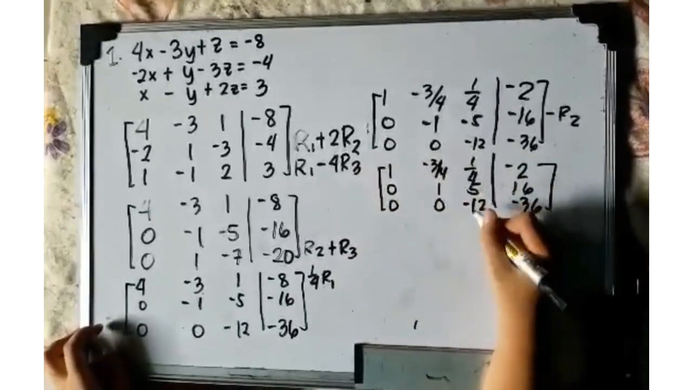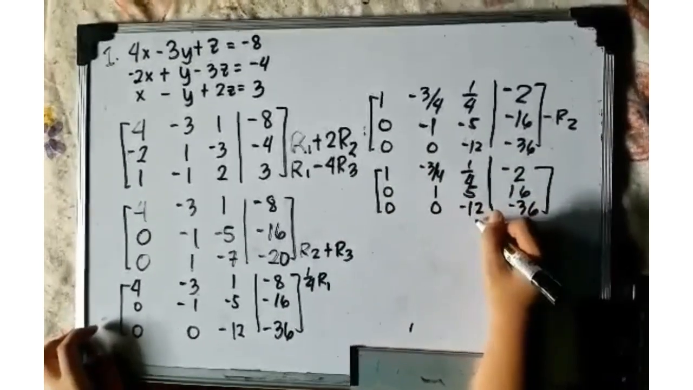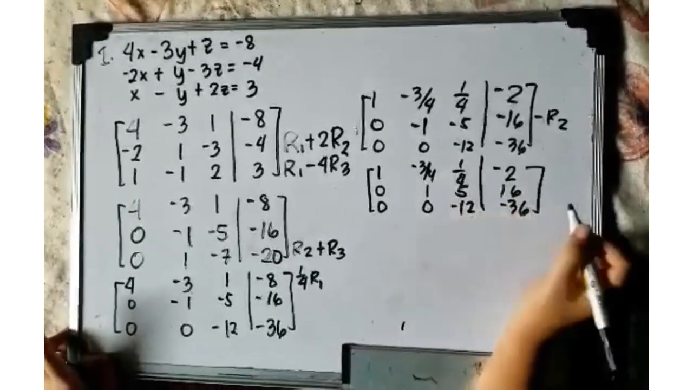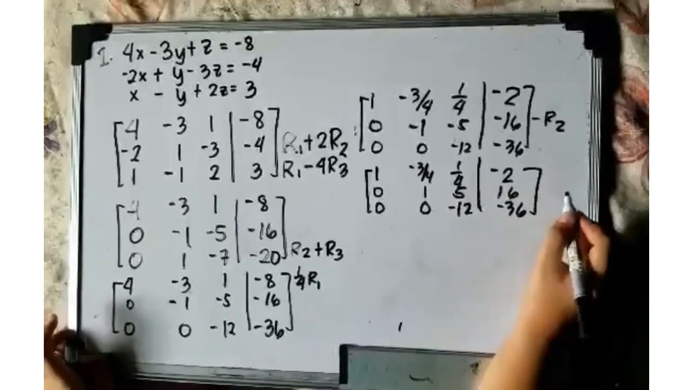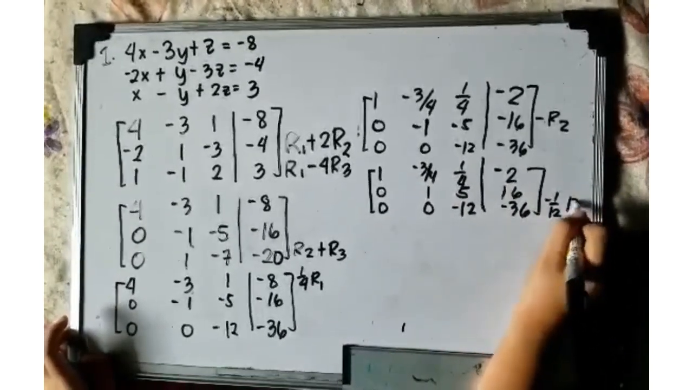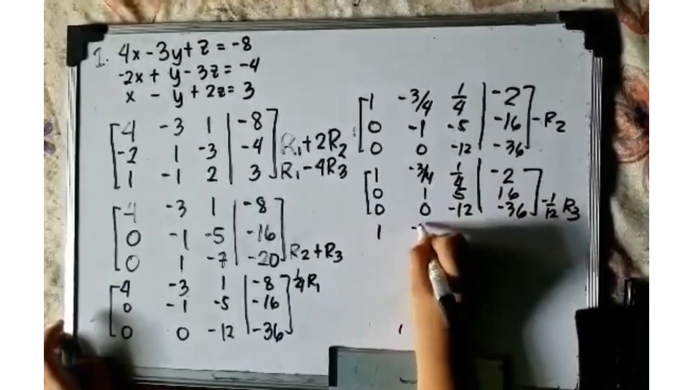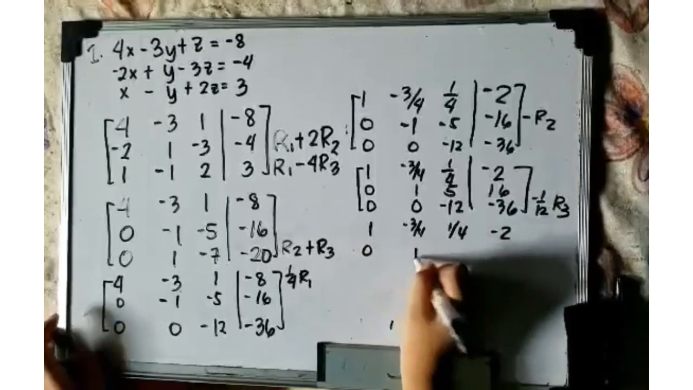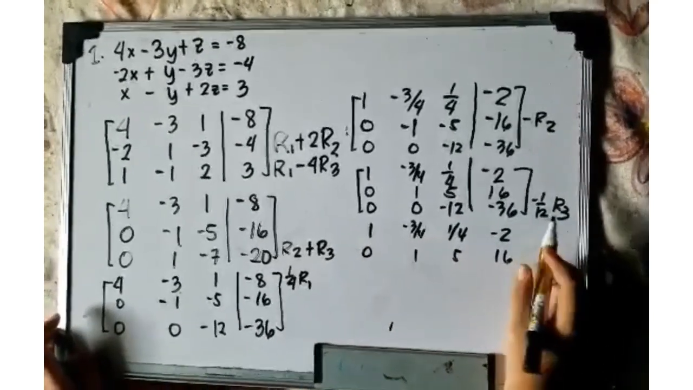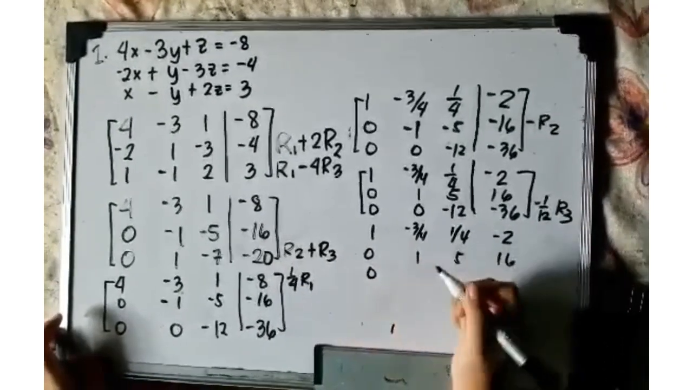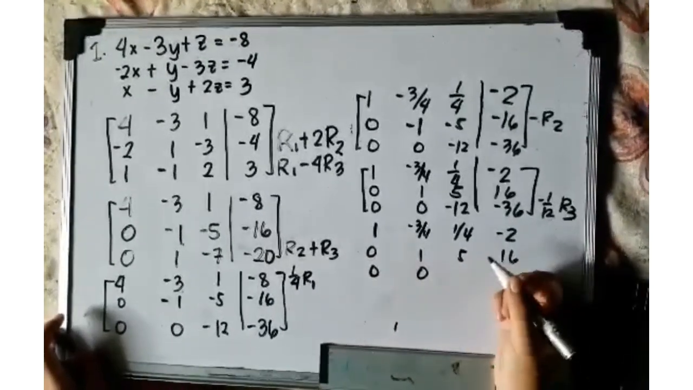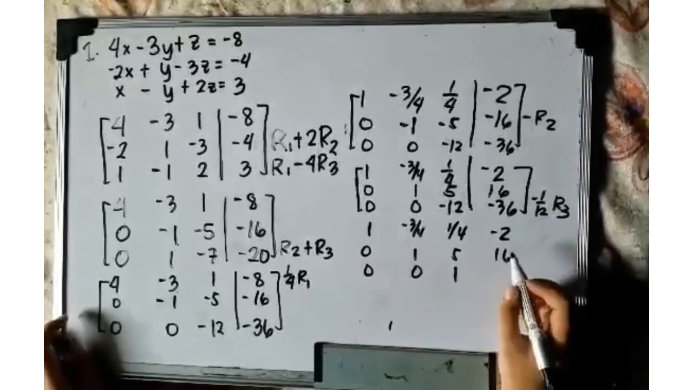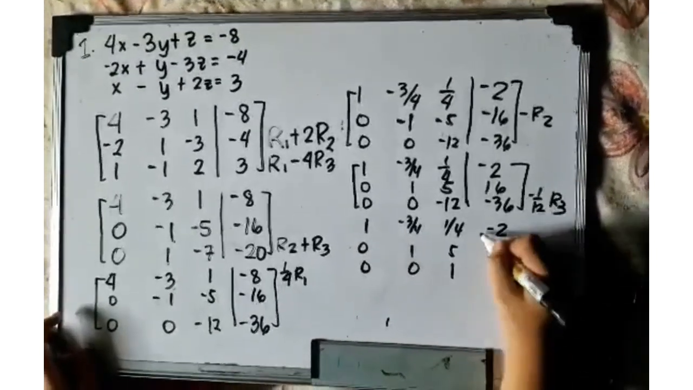So, in order to make this negative 12 become 1, we have to multiply by negative 1 over 12 times row 3. So, copy the first and second. So, negative 1 over 12 times 0 is 0. Negative 1 over 12 times 0 is 0 again. Negative 1 over 12 times negative 12 is 1. Negative 1 over 12 times negative 36 is 3.